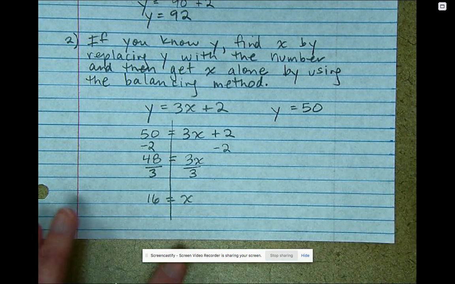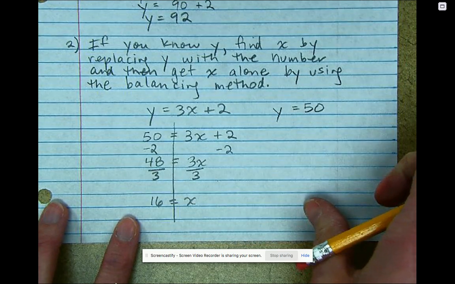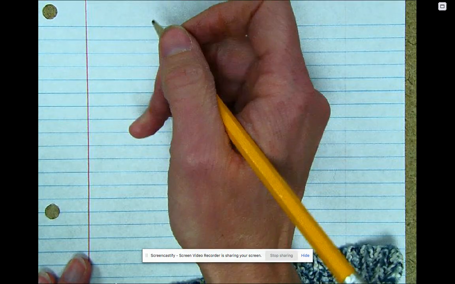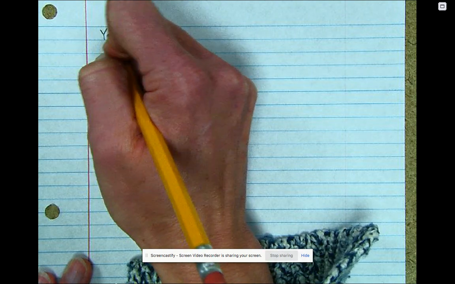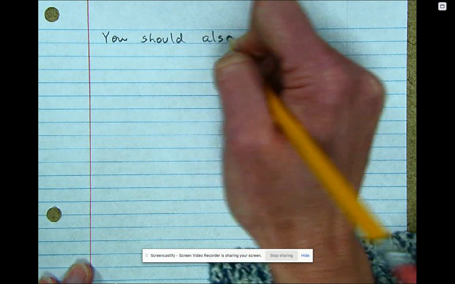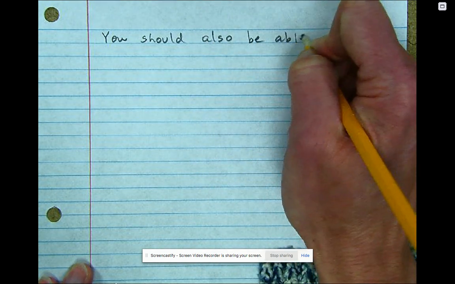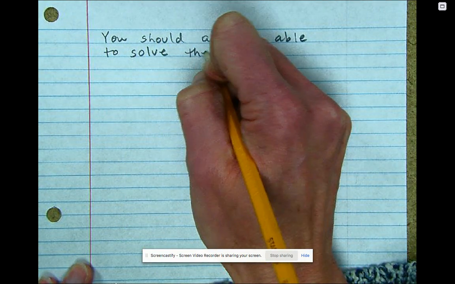Once we figured out that whole method of solving equations by just working with the symbols, we started to extend that a little bit more. So you should also be able to solve these symbolically. Let's see, how would we solve something like this symbolically? I'm going to write: you should also be able to solve these symbolically.